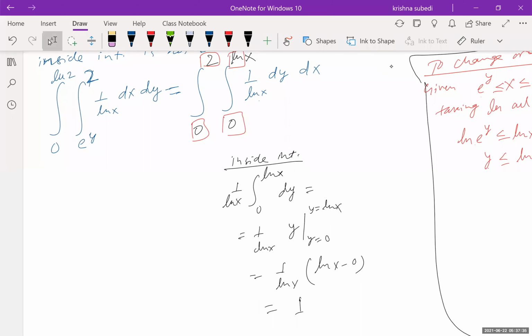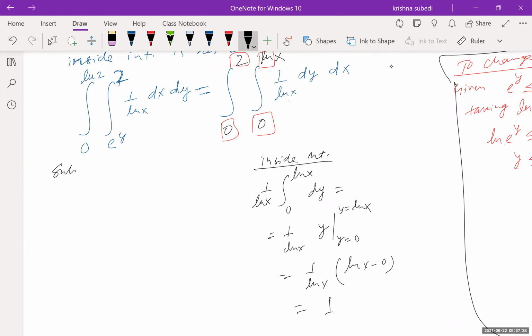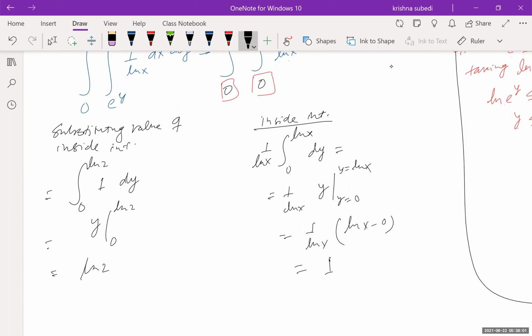Now substituting the value of the inside integral, you'll get 0 to ln 2. And this guy is simply 1 dy. So this one will be y, and this is 0 to ln 2. So your answer is going to be ln 2 minus 0, which is simply ln 2. Any question, guys?